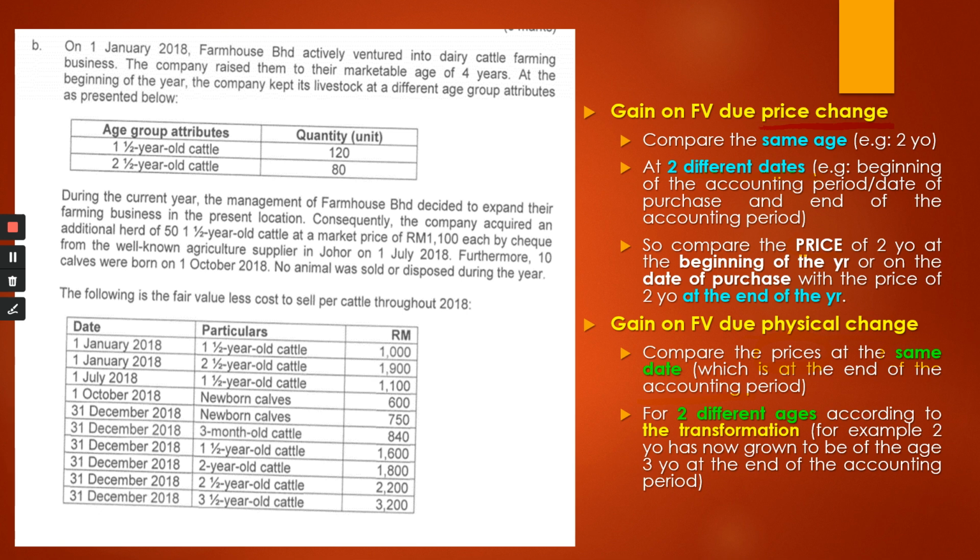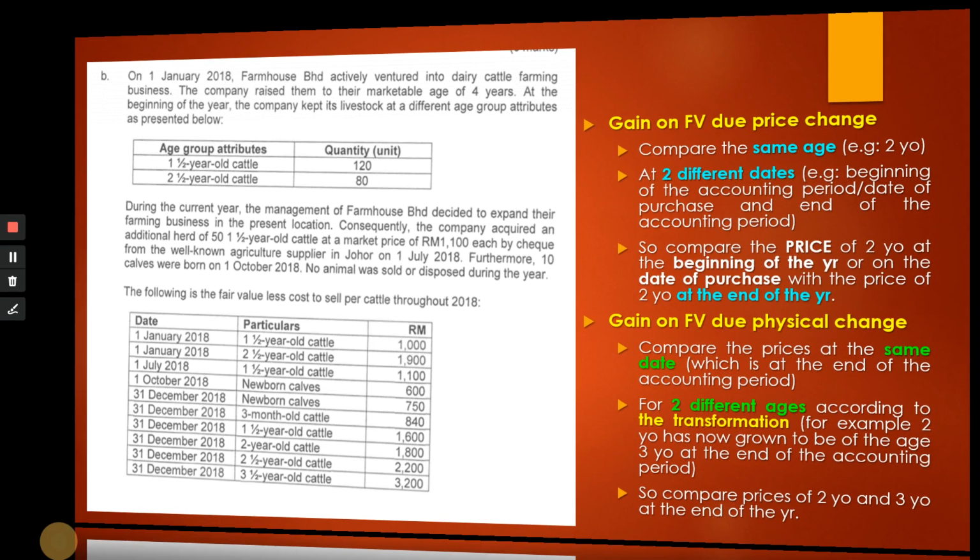And the total coming from these price changes as well as physical changes will give you the fair value change, or the so-called gain on fair value that you will have to credit to the SOPL as your revenue. Okay. So you are going to do that in a short while.